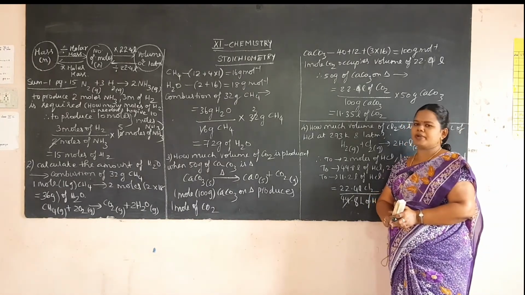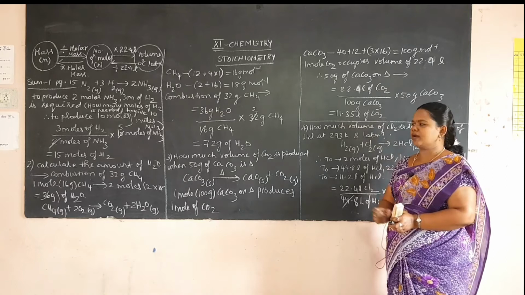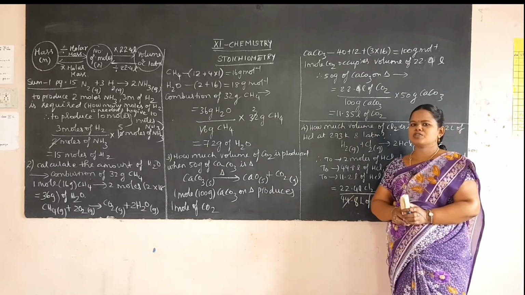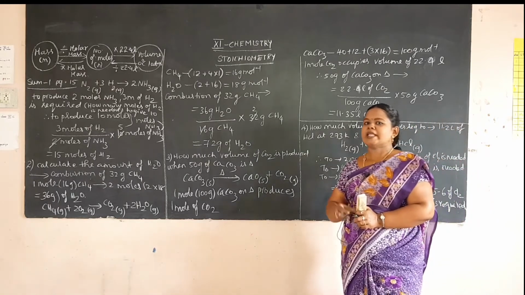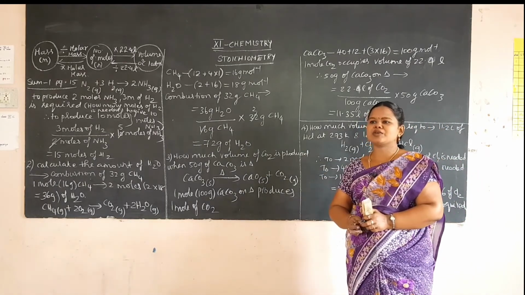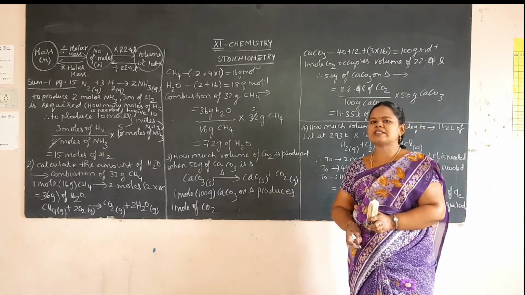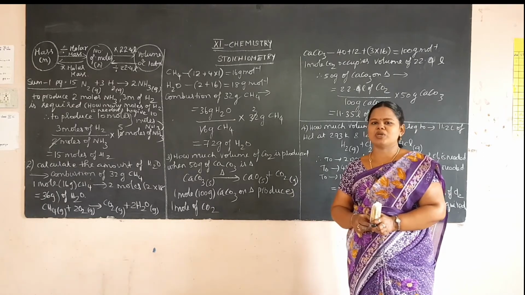So we are going to complete this lesson today. The last topic will be stoichiometry. Stoichiometry is nothing but the quantitative relationship between the reactants and products in a balanced chemical equation.